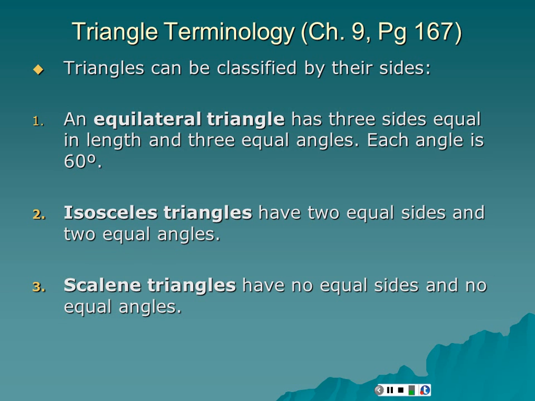Now triangles can be classified either by their sides or by their angles. First we are showing you the classification by their sides. There are 3 different types of triangles classified by their sides. The first one, the equilateral triangle, has 3 equal sides in length, and they have 3 equal angles. Each angle is 60 degrees.